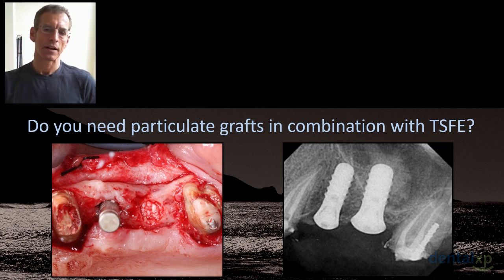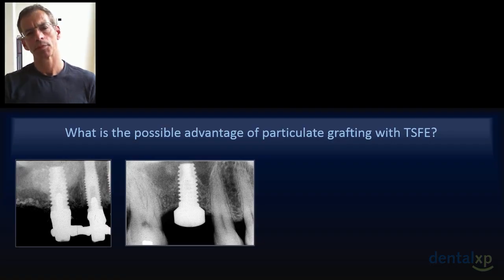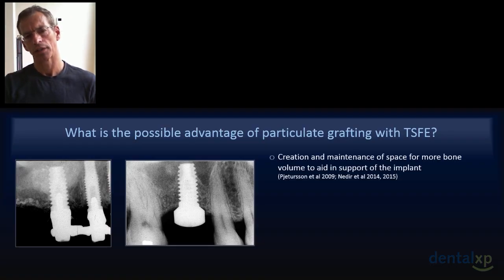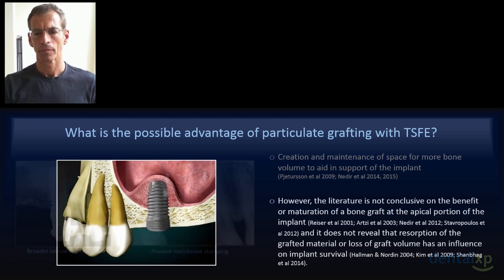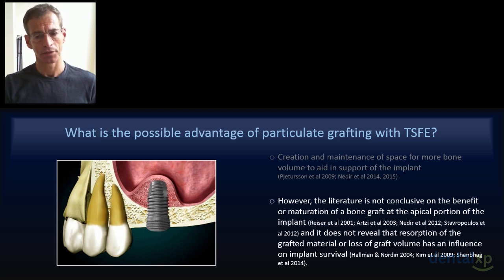Do you need particulate grafts in combination with transcrestal elevation? Well, what would be the possible advantage of a particulate graft with transcrestal elevation? Certainly the creation and maintenance of space for more bone volume to aid in support of the implant. You would anticipate that you would get broader lateral augmentation and possibly avoid membrane slumping. However, the literature is not conclusive on the benefit or maturation of a bone graft at the apical portion of an implant, and it does not reveal that the resorption of the grafted material or loss of graft volume has an influence on implant survival.